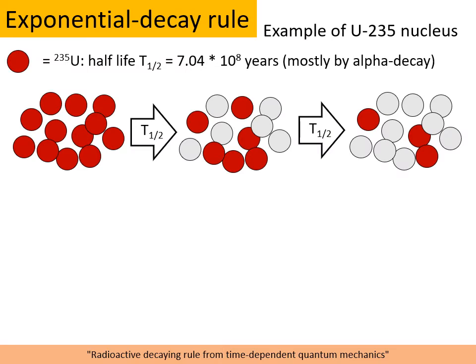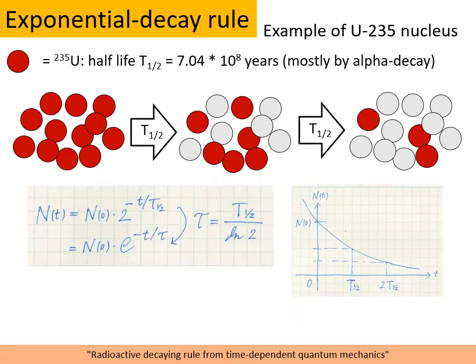Let's remember the fundamental rule of radioactivity, that is, the exponential decay rule. So this is the example of the uranium-235 nucleus. This nucleus has a half-life of about 7 times 10 to the 8 years. Within this half-life, the uranium-235 nuclei decay like this, that is 1 over 2 after one half-life, then 1 over 4 after 2 times the half-life. In terms of mathematical formulas, this radioactive decay rule can be represented as this.